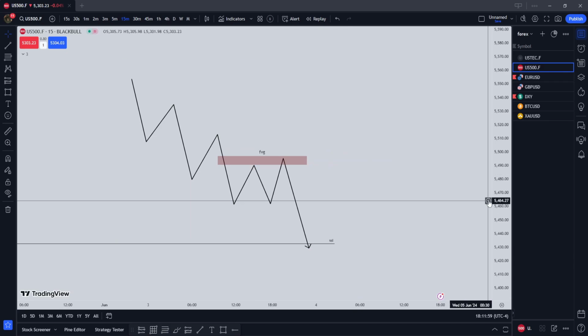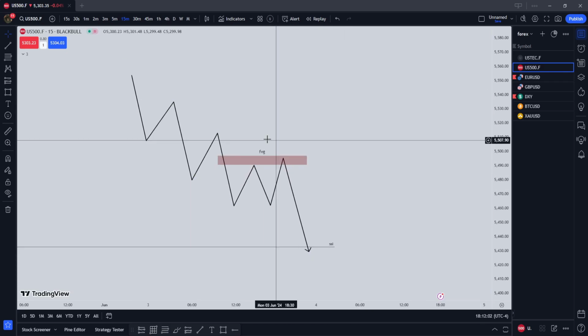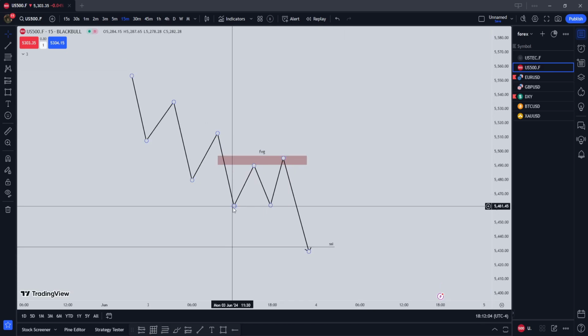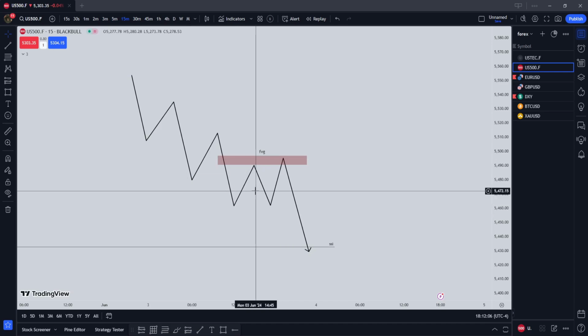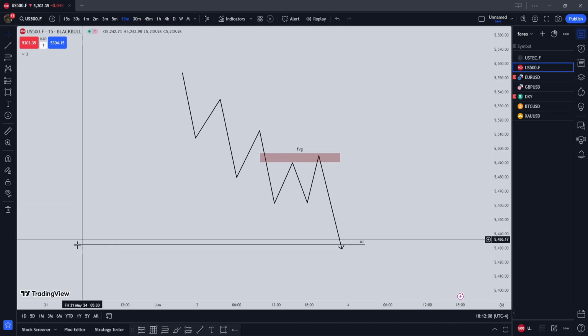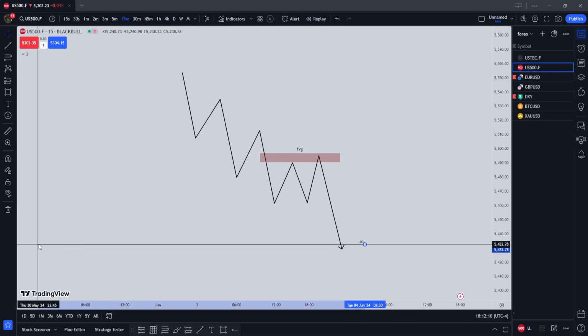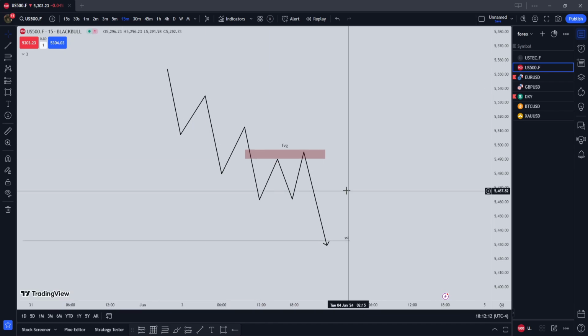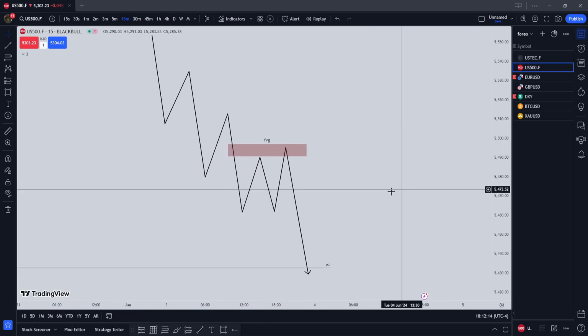If you look at the drawing that I made, as you can see, price is bearish. It is making lower lows and lower highs. It is seeking out sell side. We have a drawn liquidity here. Price is seeking out sell side. So how can we trade this turtle soup setup?